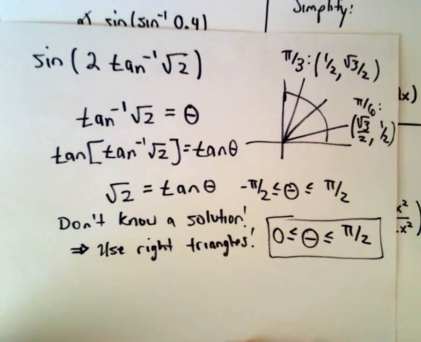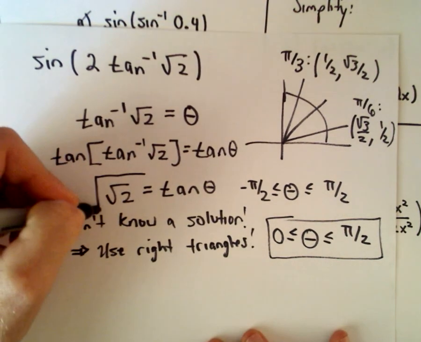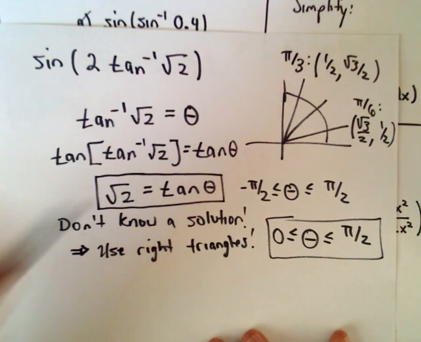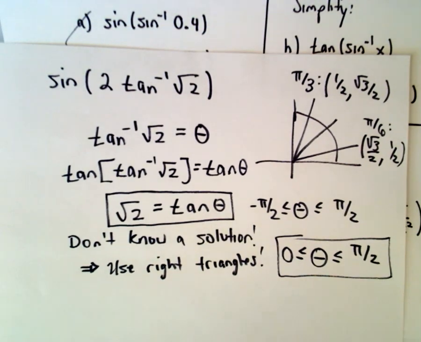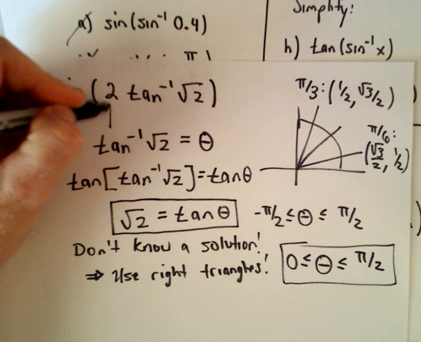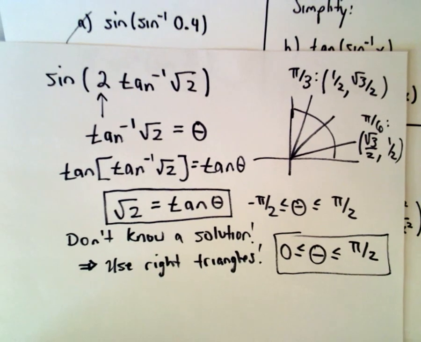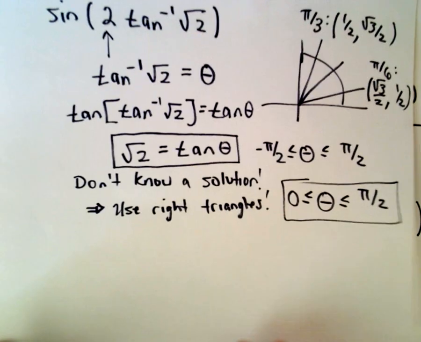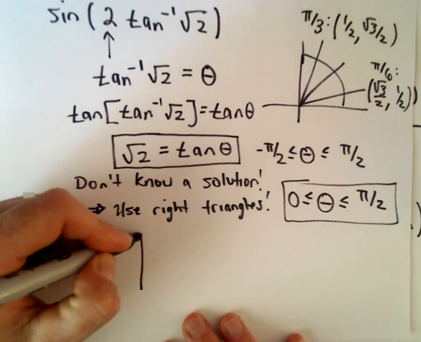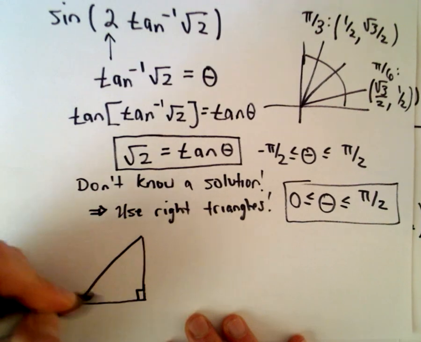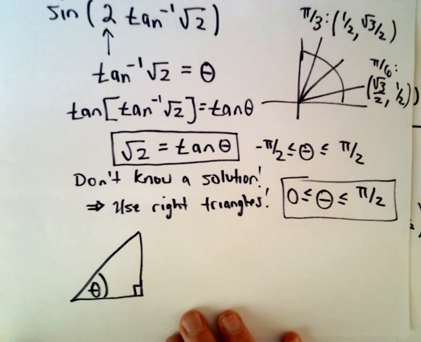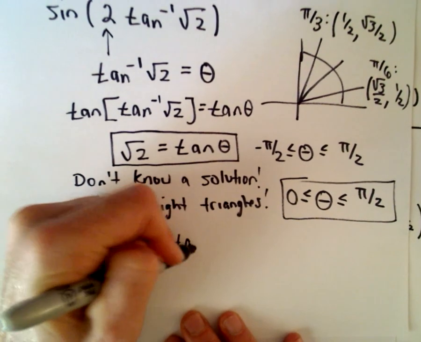So, same thing. I'm going to set up a right triangle here. Now, we've got to be a little careful about this one, and the thing that's different here is we've got this 2 hanging out front, but we'll come back to that in a second and talk about how to do this. Okay, so I'm just going to make my right triangle. There's my angle theta.